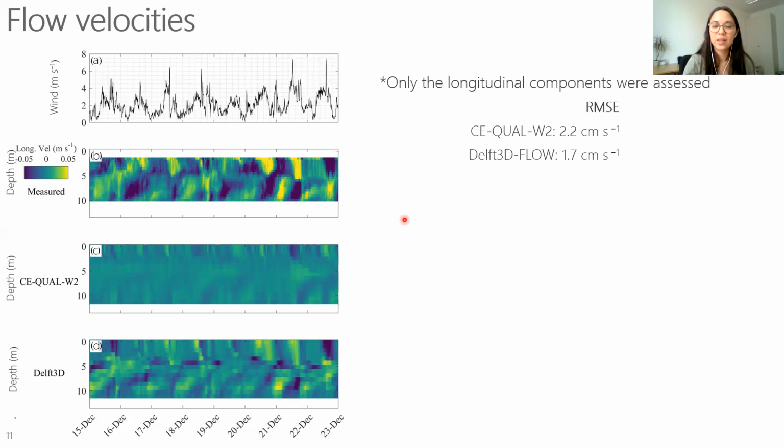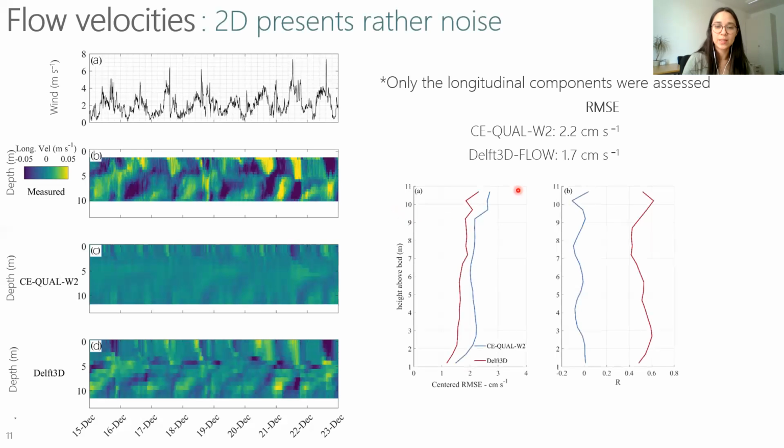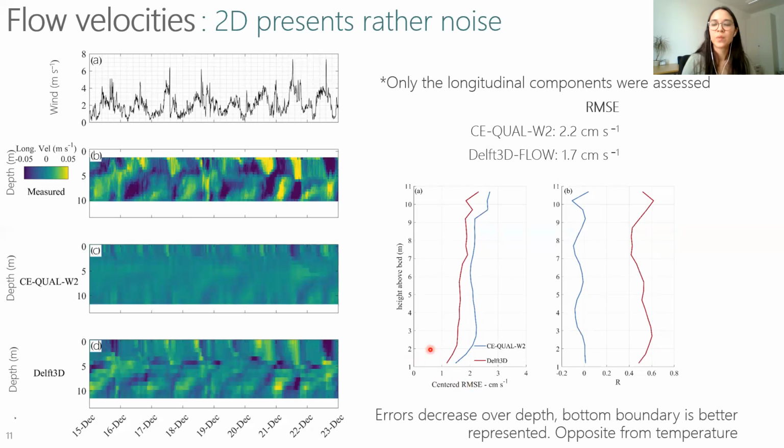And plotting the errors and correlation over depth, as we did for temperatures, we can see that, yeah, they are close. And actually, the lowest error is at the bottom. So it's the opposite of the temperature. The bottom boundary is a better represented boundary for flow velocities. And then looking at the correlation, we can see that C-qual is actually showing mainly noise, because the correlation is around 0 and most of the time negative.